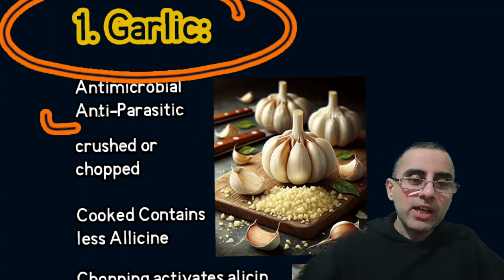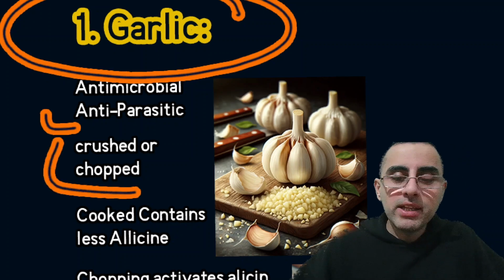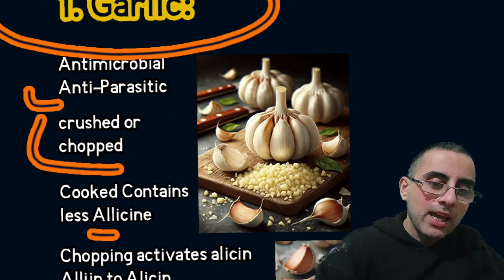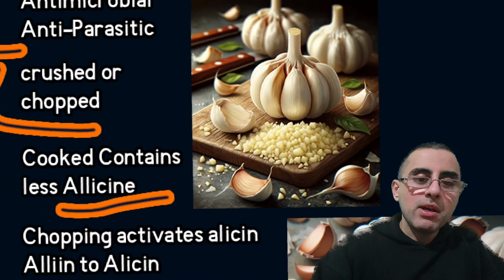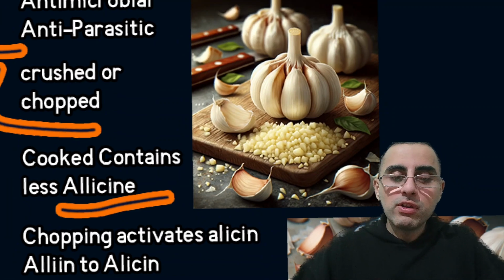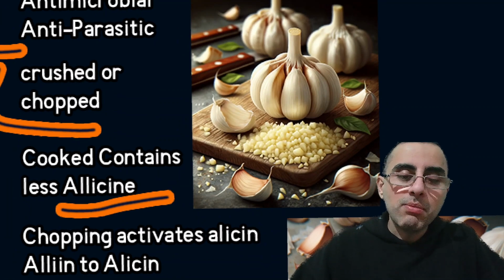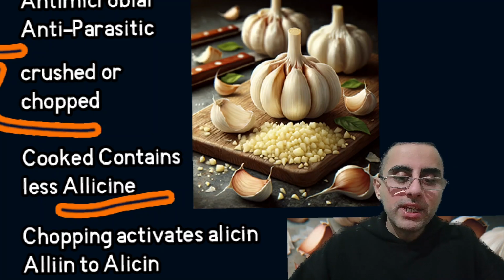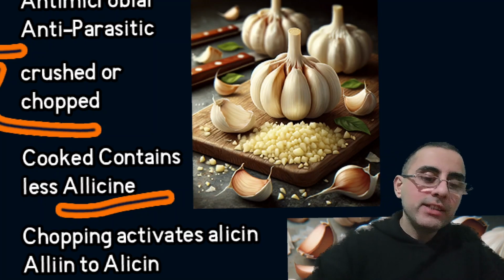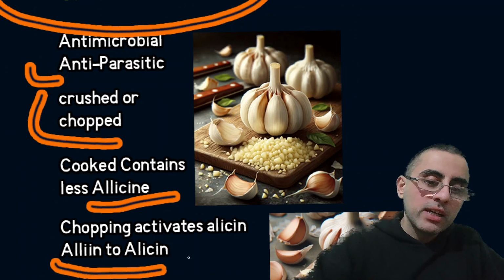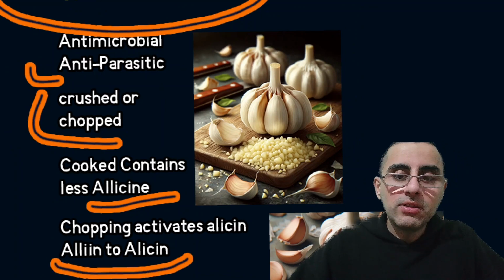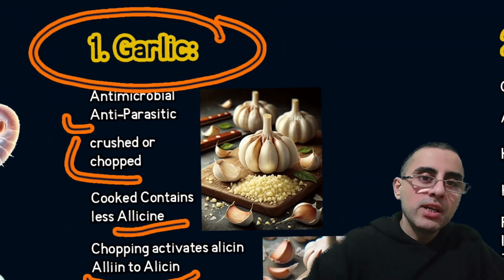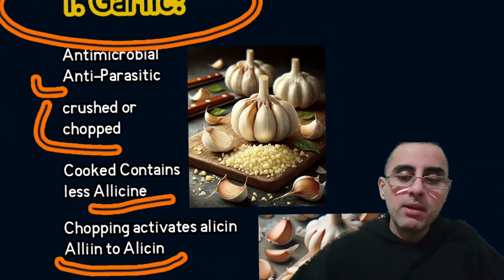And crushed and chopped garlic is best, because in this case allicin is activated, and allicin is the main component of garlic. It's a sulfur component which has antiparasitic action and antimicrobial action. So chopping activates alliin to allicin. Allicin is created during chopping or crushing the garlic, so it's better if you crush or chop before use.